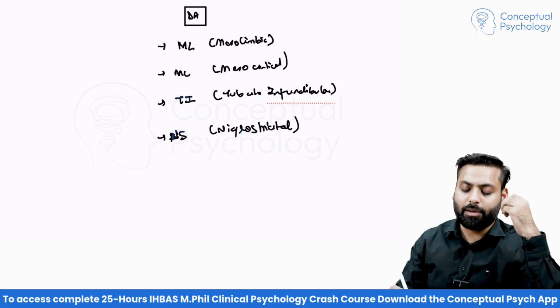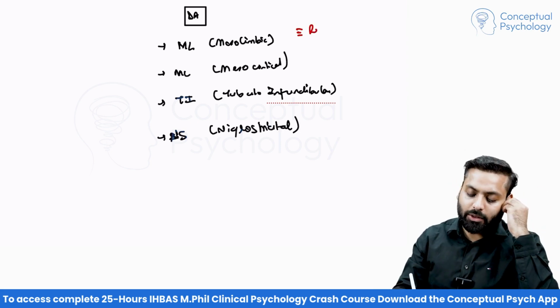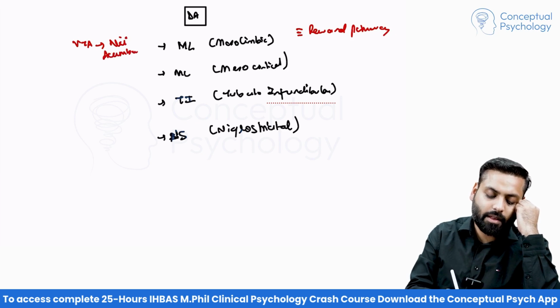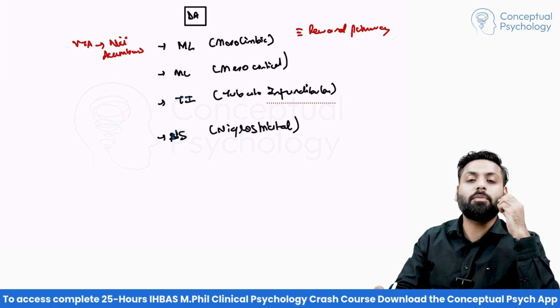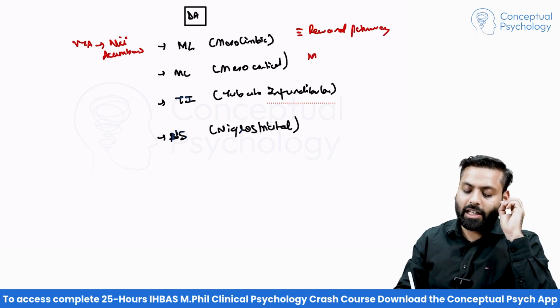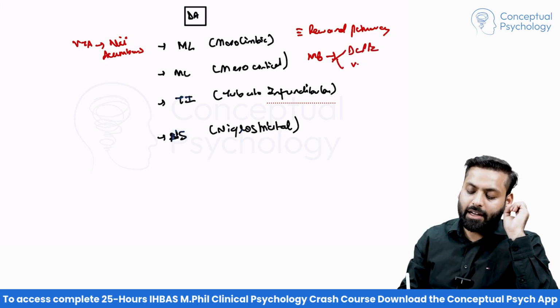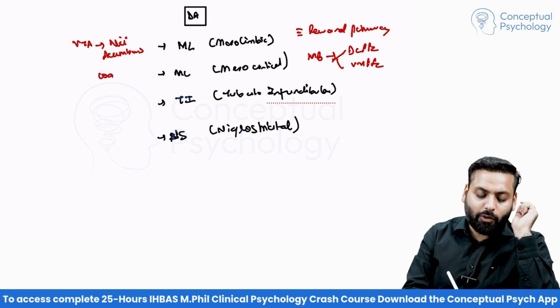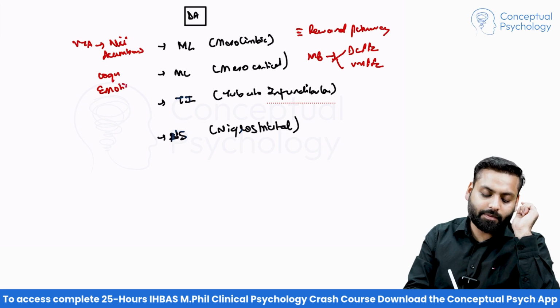Nigrostriatal. Mesolimbic is the reward pathway. This runs from the ventral tegmental area to nucleus accumbens. Okay, then comes your mesocortical pathway. Mesocortical pathway runs from the midbrain to the DLPFC and VMPFC. Okay, this pathway is responsible for cognition and emotions.